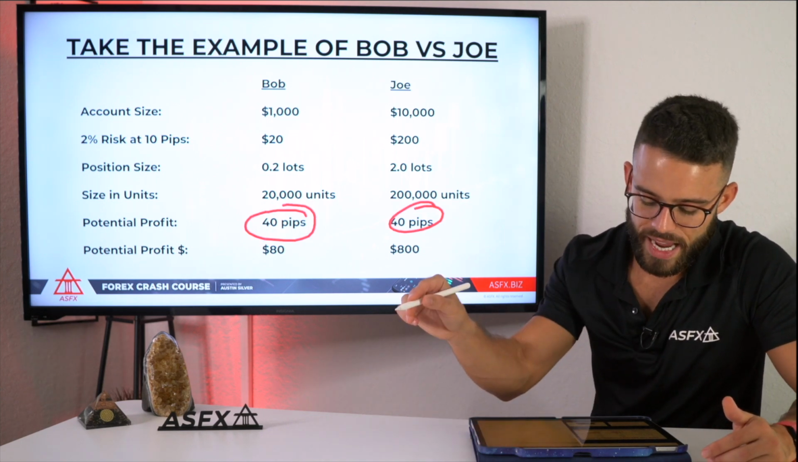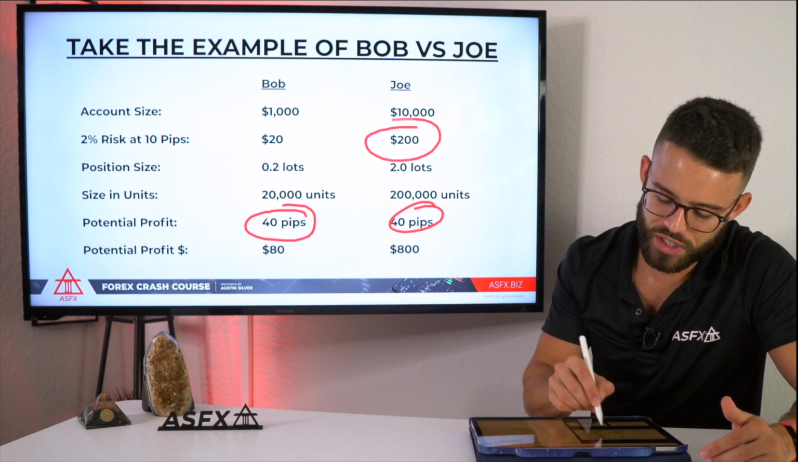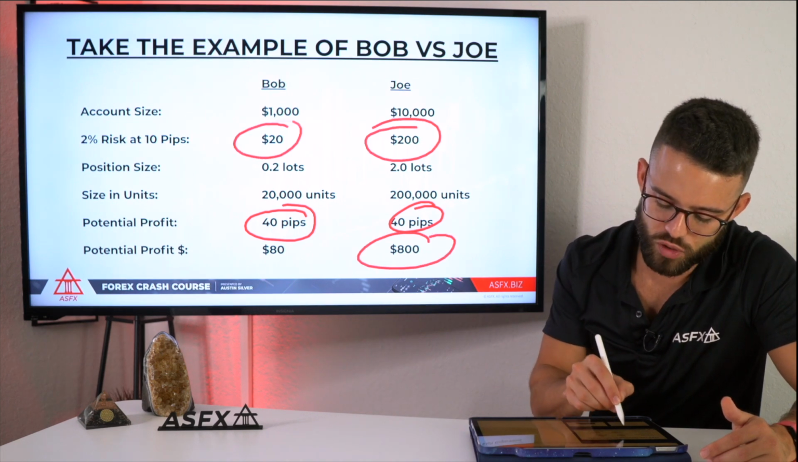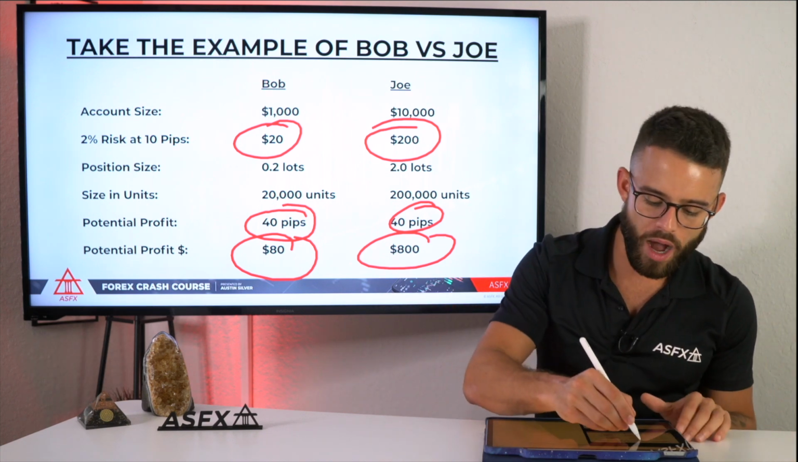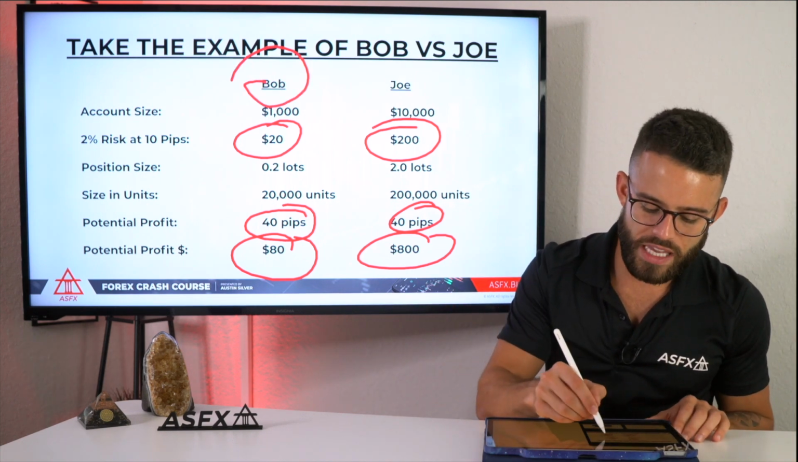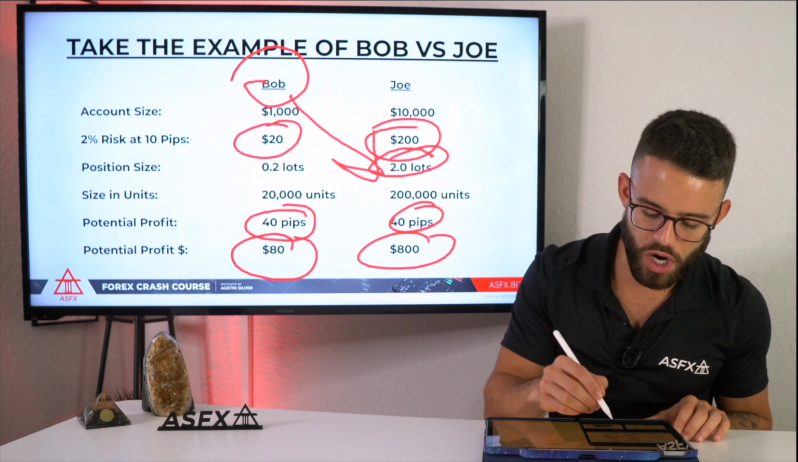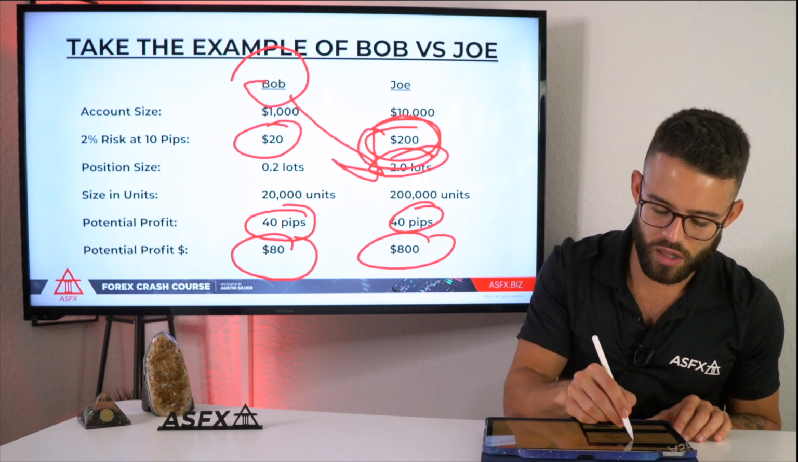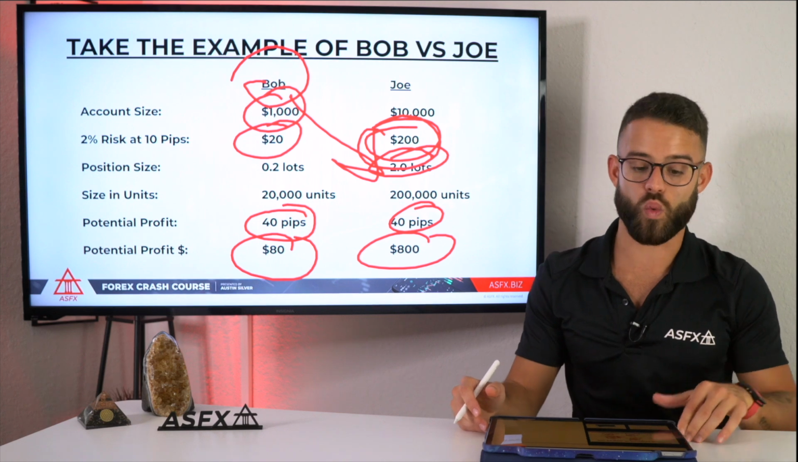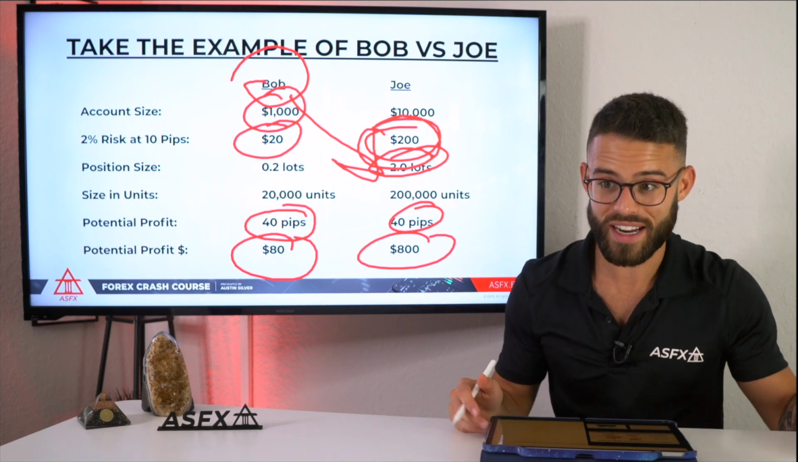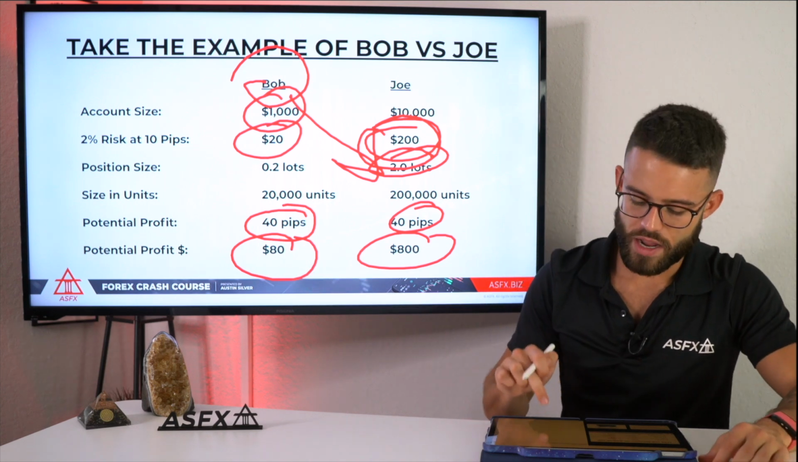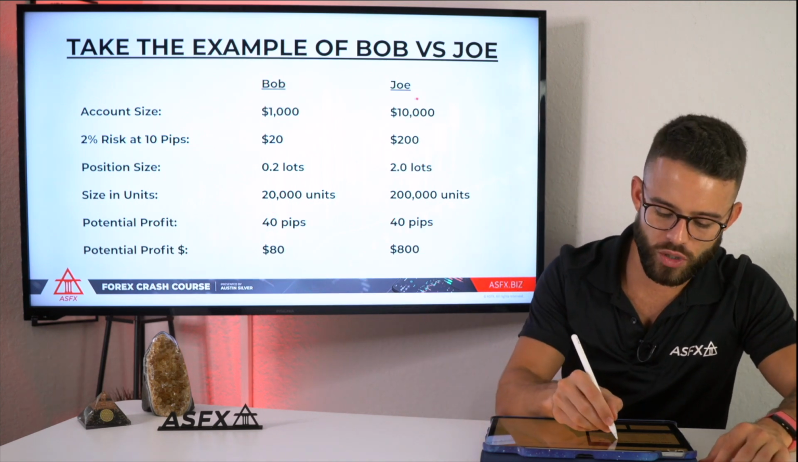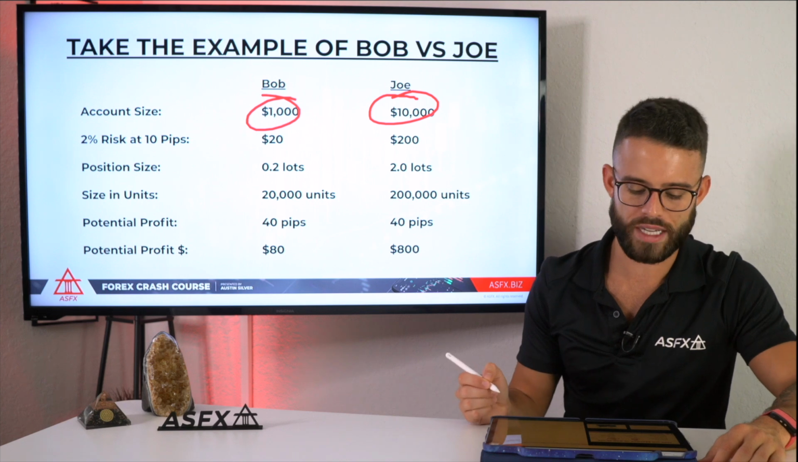So if they're risking 10 to make 40, Joe is risking 200 to make 800, Bob is risking 20 to make 80. The problem that people run into is Bob will over leverage his account. He will trade the same position size as Joe. He will then lose $200 of his $1,000 account, and that's way more than 2%, right? He loses 5 of those trades, he's gone. You follow me? So your position size is based on a percentage of your overall account.